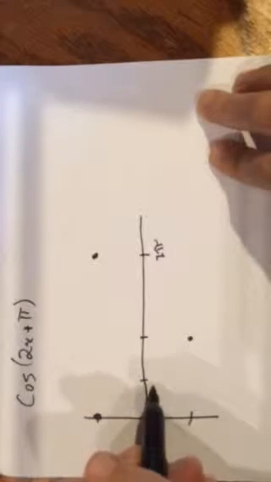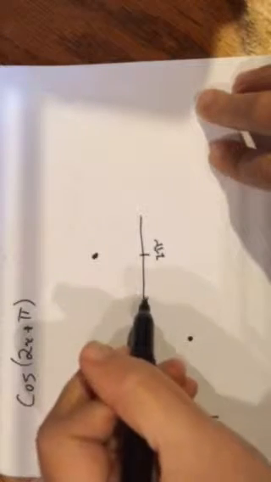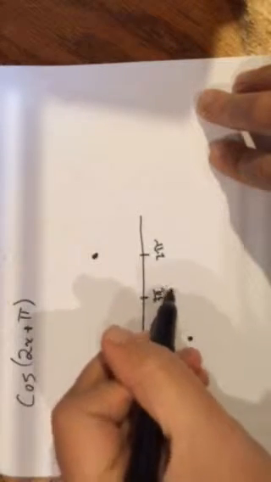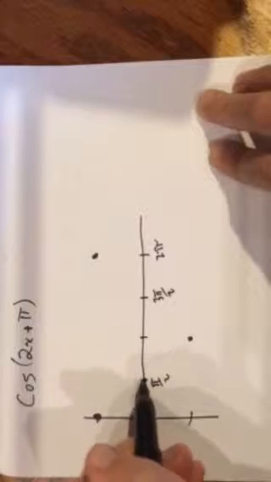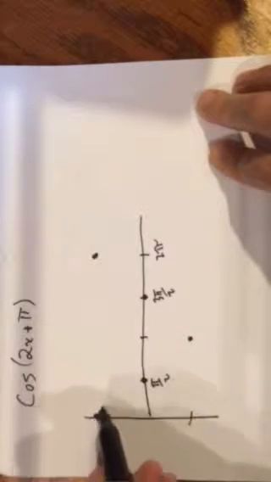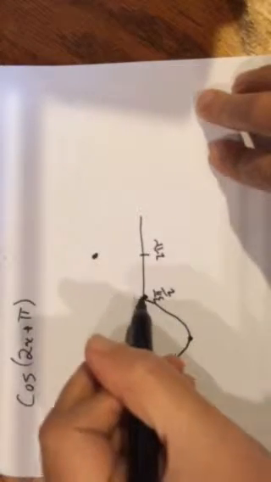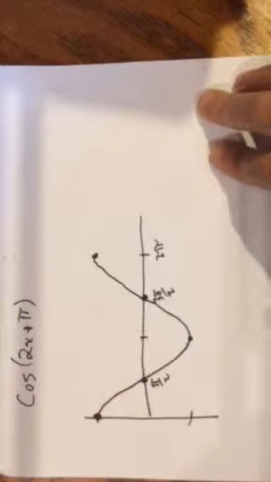Crosses the x-axis at pi over 2 and 3 pi over 2. So those are my intercepts. That's where it crosses the x-axis. So I'll go ahead and draw that out. So that should be a regular cosine graph. And this time I don't have a regular cosine graph. I have stuff happening to it.